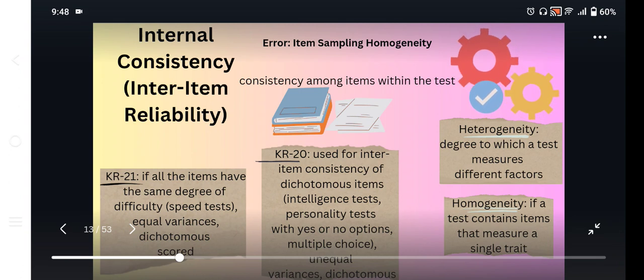In some cases, coefficient alpha is appropriate for use on tests containing nondichotomous items. Coefficient alpha is the preferred statistic for obtaining an estimate of internal consistency reliability. It ranges in value from 0, absolutely no similarity, to 1, perfectly identical.